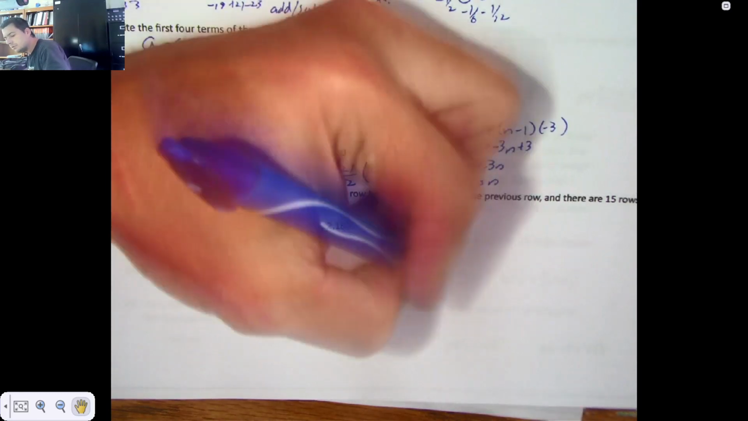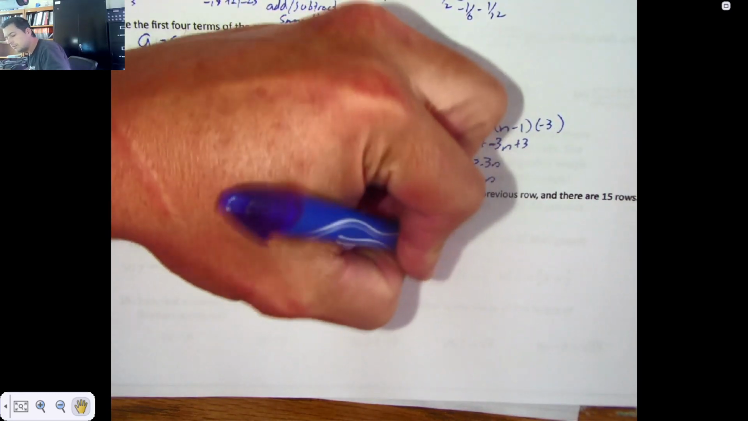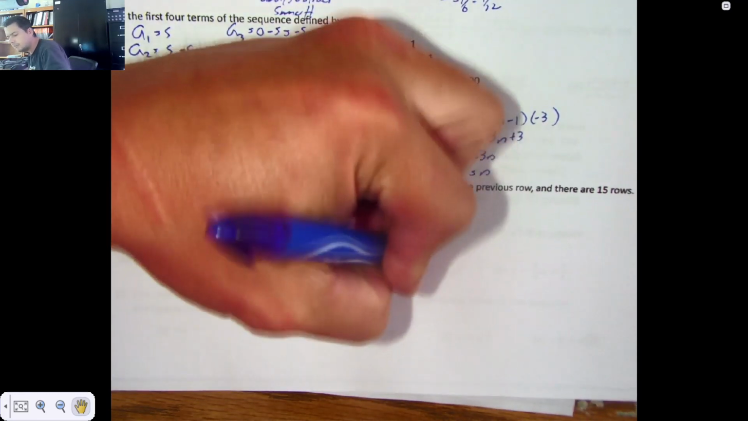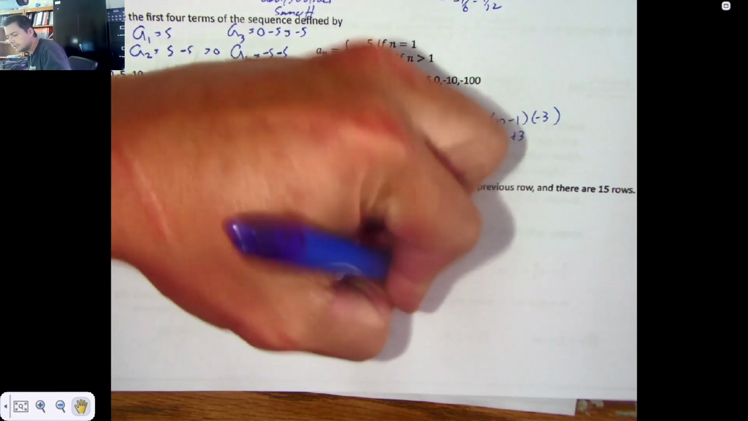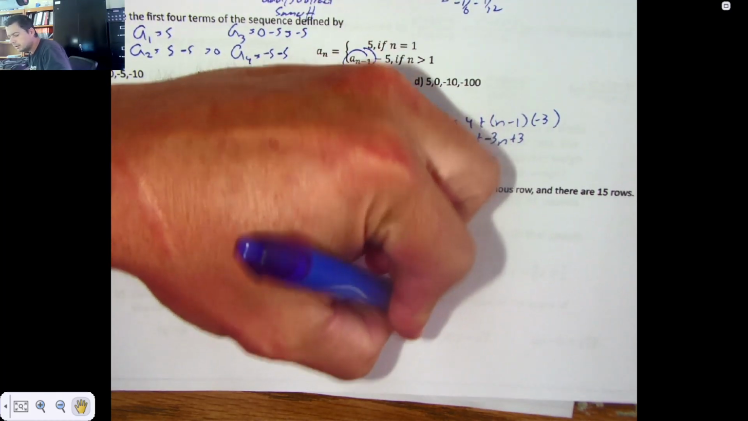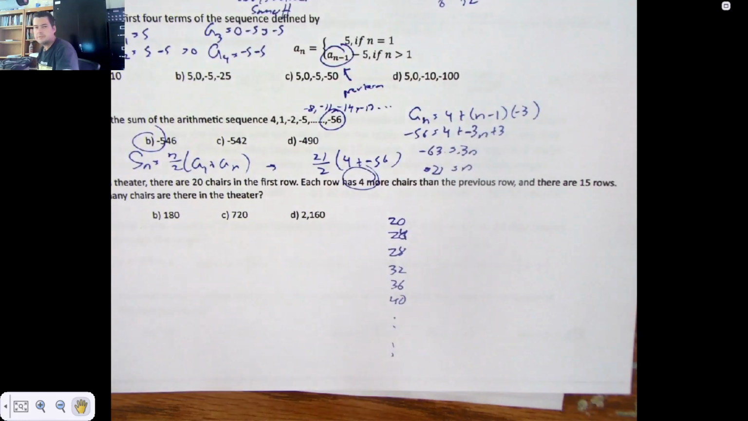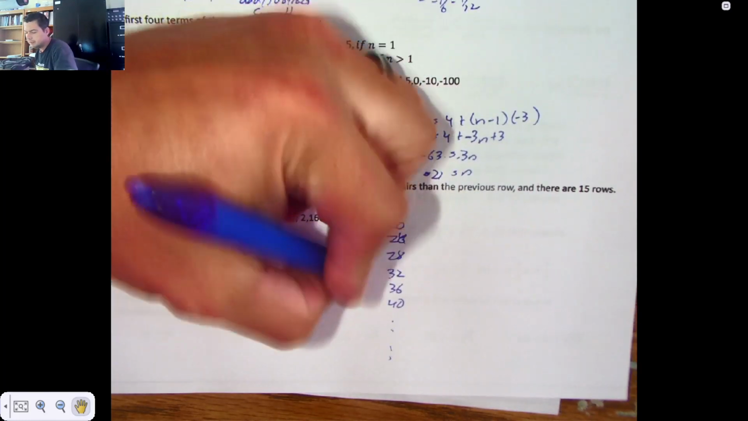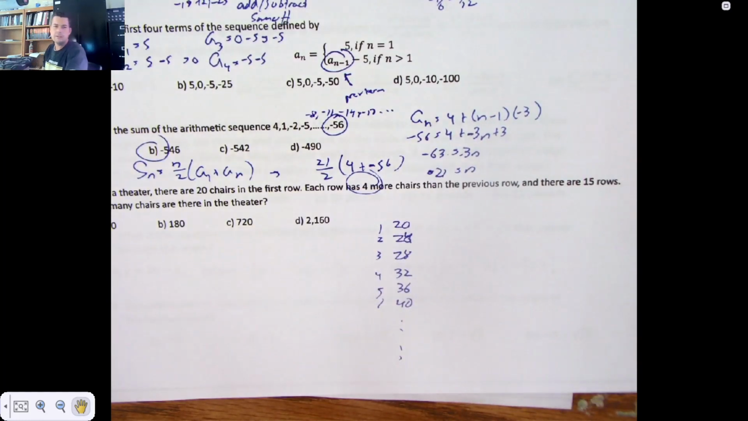You could have gone old school. You could have said 20, then 24 because it says 4 more, then 28. Maybe you don't understand what 4 more means. I don't know. Then 32, 36, 40, dot, dot, dot, until you got to the 15th row. 1, 2, 3, 4, 5, 6. It wouldn't have taken you that long.